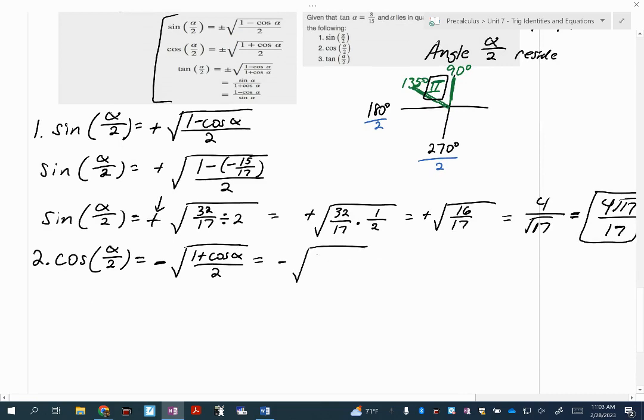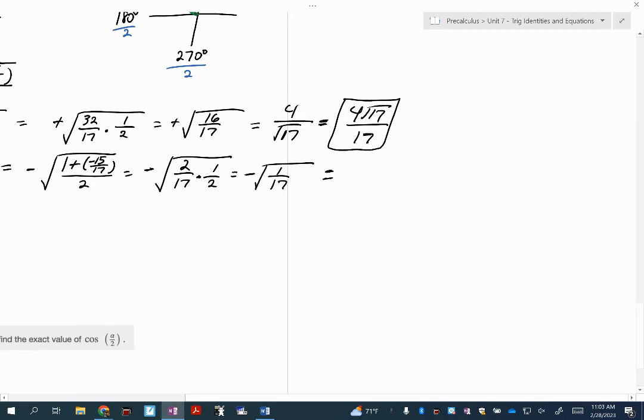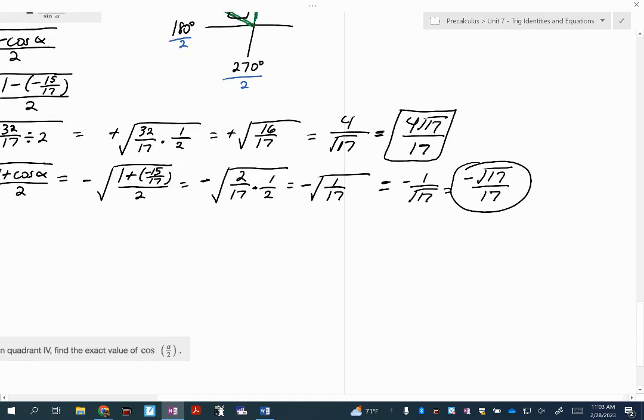So the opposite of 1 plus the cosine of that, which is negative 15/17, all over 2, which is equal to the opposite of 17/17 minus 15/17, which is 2/17. And we're dividing by 2, which is multiplying by 1/2. The 2 over 2 will cross out and get me 1 over 17. I do know the square root of 1 is 1, so we get 1 over the square root of 17. Rationalize the denominator, and you get the opposite of the square root of 17 over 17. So that's the final answer for 2.